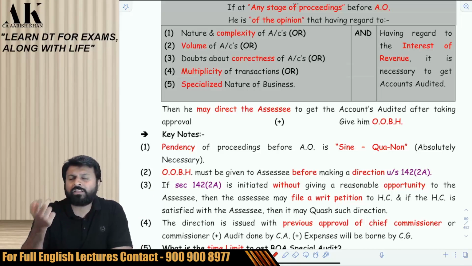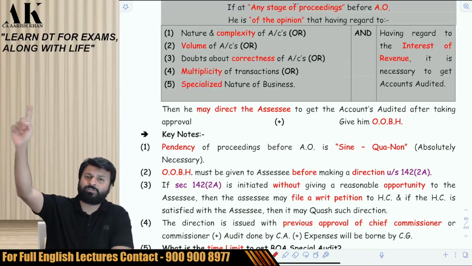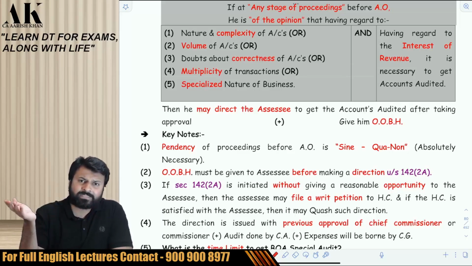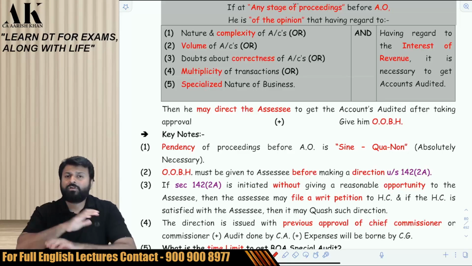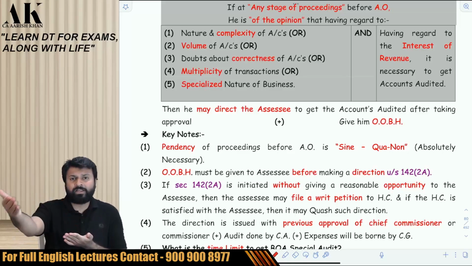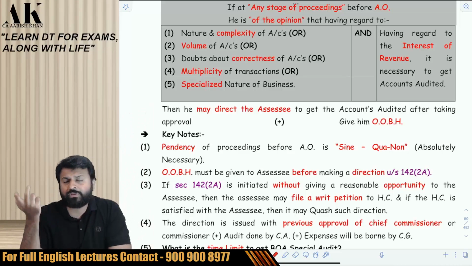Suppose I am an AO and I have to give an opportunity to the assessee, but I do not give it. What remedy does the assessee have? The assessee does not have any remedy under the income tax law. In such a case, the assessee has to file a writ petition in the High Court, and the High Court will decide the matter. If the assessee loses in the High Court, then the assessee can go to the Supreme Court to file a special leave petition, because there is no remedy under the income tax law against this. So if the AO gives a direction to the assessee without giving an opportunity, the assessee will go to the High Court and then the Supreme Court. Okay.